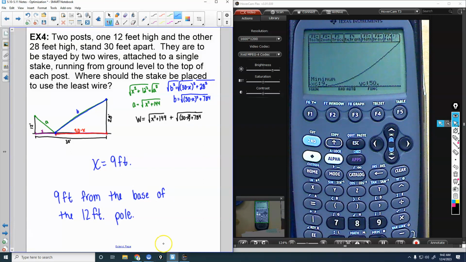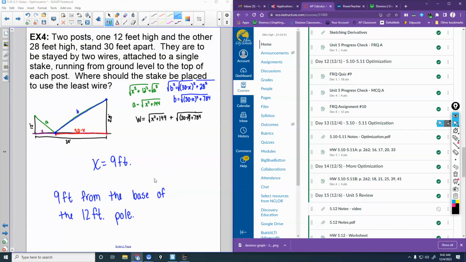Okay, so your assignment that you are going to have tonight, that let's try to at least get maybe the first one set up, is going to be page 262. You're going to have 16, 17, 20, and 33. So you just got 4 problems for these. These take a little while to think about. And let me look and see which ones I'm going to let you use the calculator on.